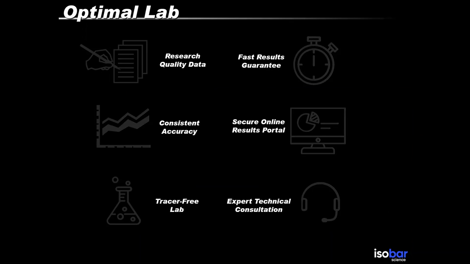You should look into the labs that provide you with research quality data. Isotopic analysis is totally different from a routine elemental analysis. Routine elemental analysis requires a different set of instruments and a different lab environment. The uncertainties are different. But when you work with isotopes, you should demand from the lab to provide you with research quality data. And this is what we do at Isobar Science.